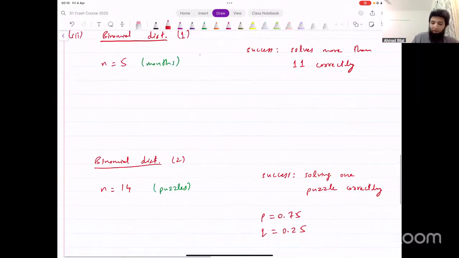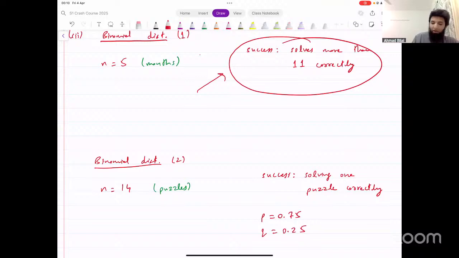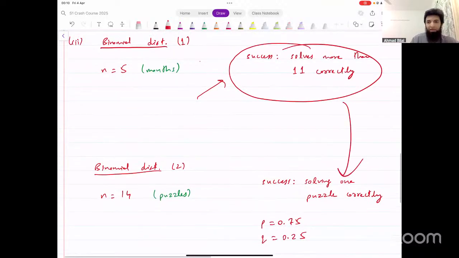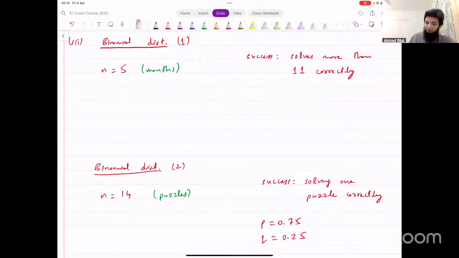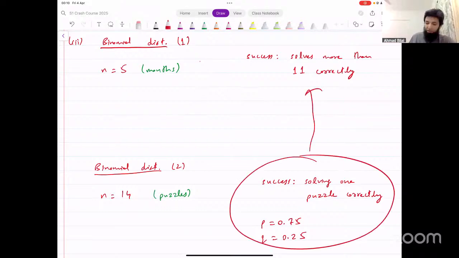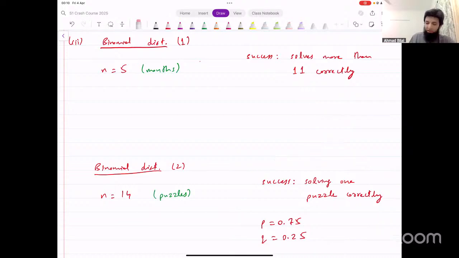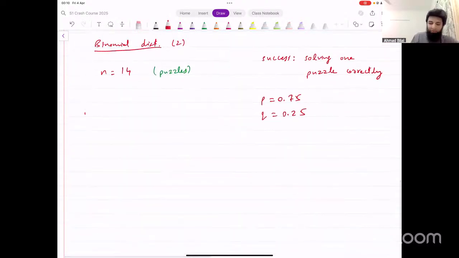The probability of success of the first binomial distribution is going to come from the other binomial distribution. So we will first have to find the probability of getting more than 11 successes from the second binomial distribution. How do we do that? Probability of x being greater than 11.